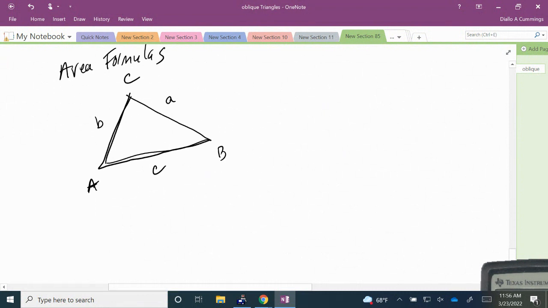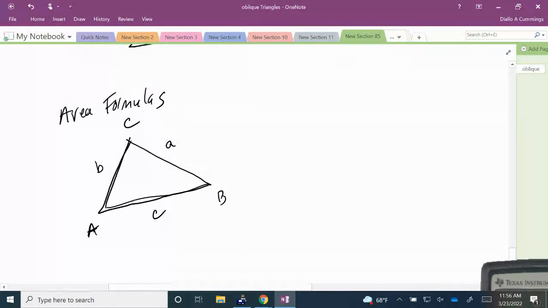Right? So here are the formulas. So the area could equal 1/2 a times b times the sine of angle C. So notice I'm not given a height, but if I'm given a side angle side set of measurements, I could find the area.